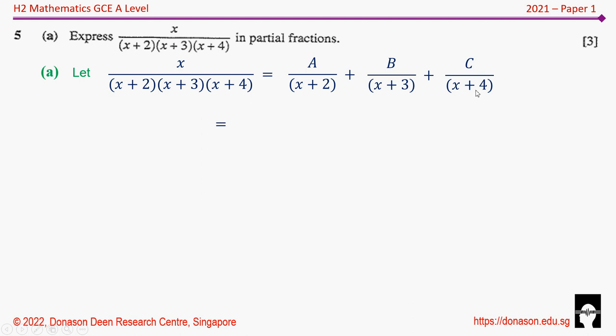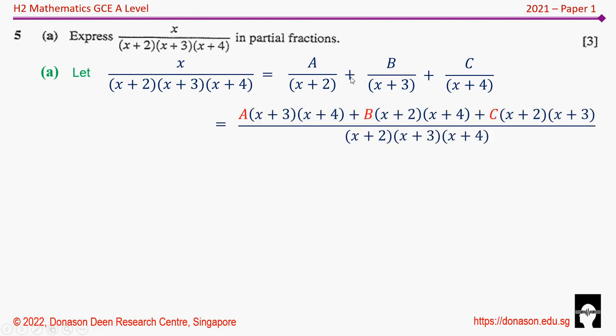Now if we were to combine these three fractions together, we can see that there is an x plus 2. So in order to make them have this denominator, we need to multiply the first fraction, the numerator and the denominator, with x plus 3 and x plus 4. And similarly for b, there is x plus 3 here, but it doesn't have the x plus 2 and x plus 4, so I'm going to multiply the b by x plus 2 and x plus 4. And likewise for c, I'm going to multiply the numerator and denominator with x plus 2 and x plus 3. So when we do that, all of them would end up having x plus 2, x plus 3, x plus 4 as the denominator.